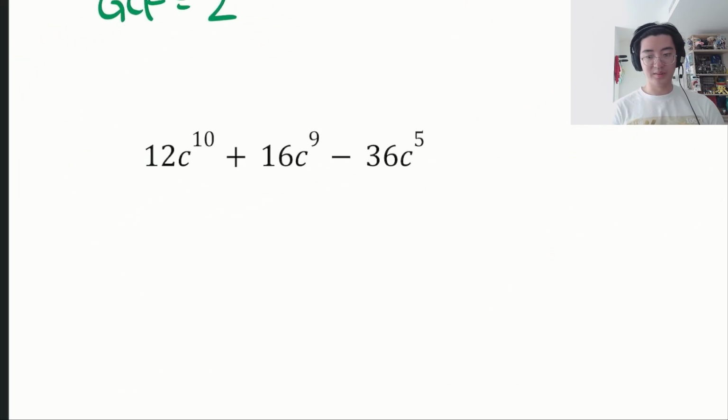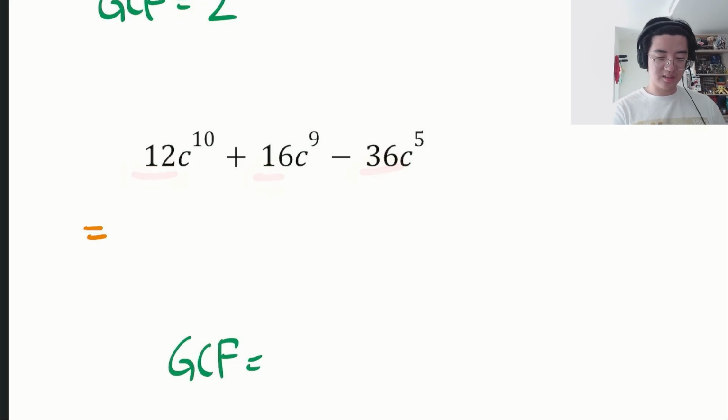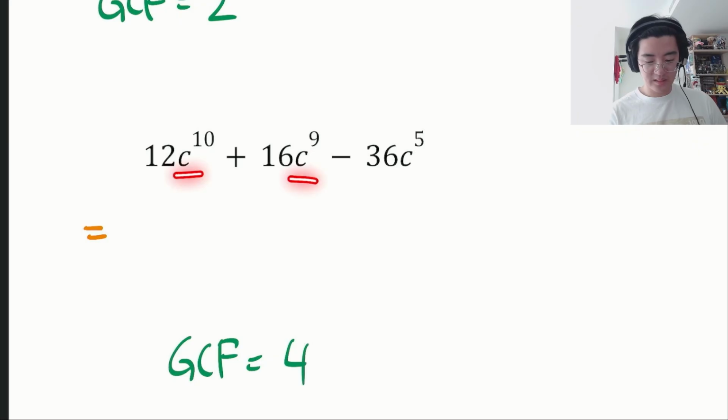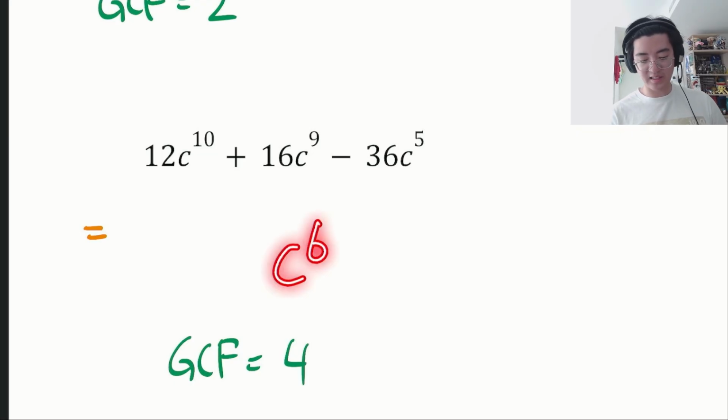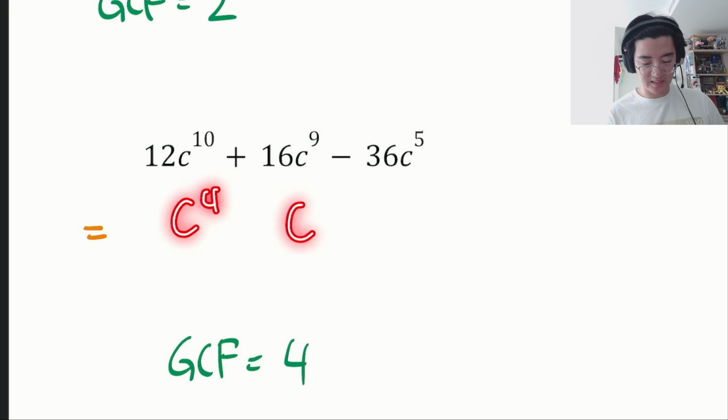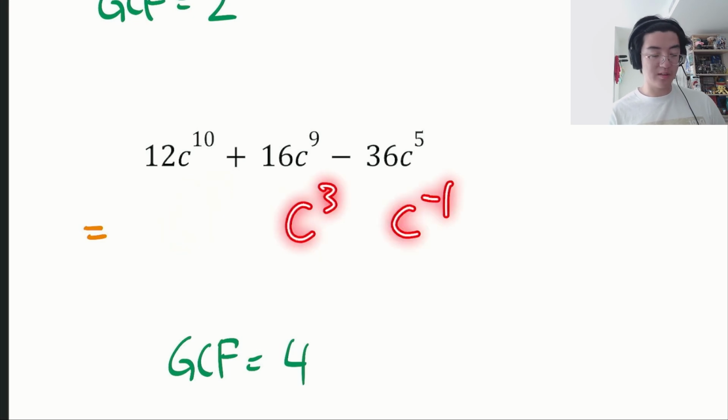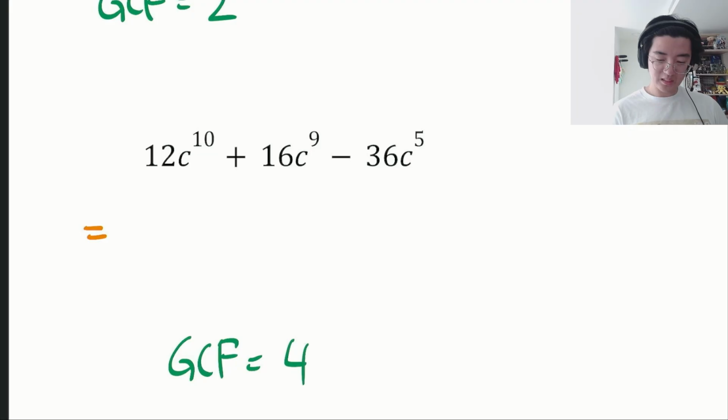We can clearly see in this example. So what's a factor that can divide into all of those? 12, 16, 36. Of course, actually here, we can do 2 first. Oh, actually, no, sorry. Let's do 4. We know they can all be divided by 4. And also we know that the most amount of powers of c we can take away is 5. Because if we do c to the power 6, this will become c to the power 4, thus c to the power of 3. But this becomes c to the power of negative 1, which we don't want. So the highest power we can take away is c to the power 5.